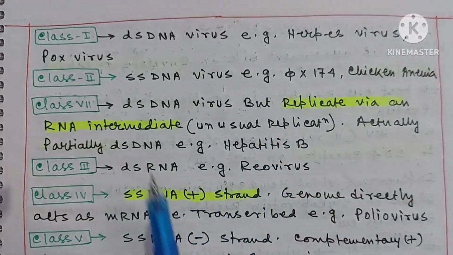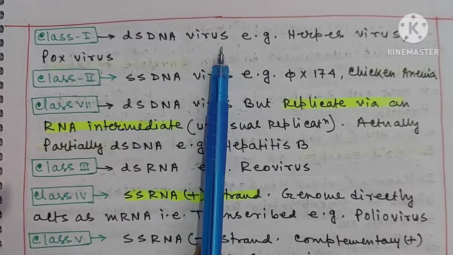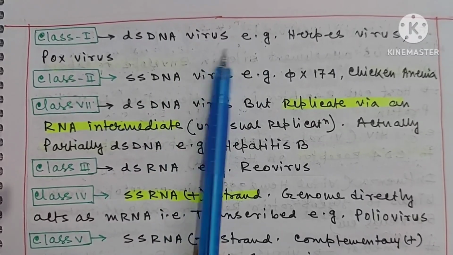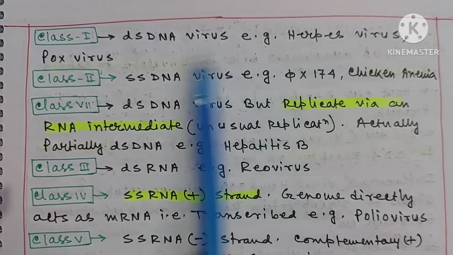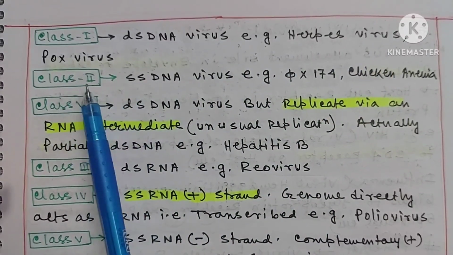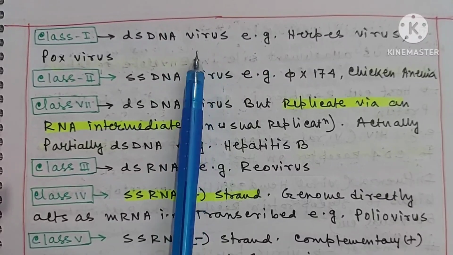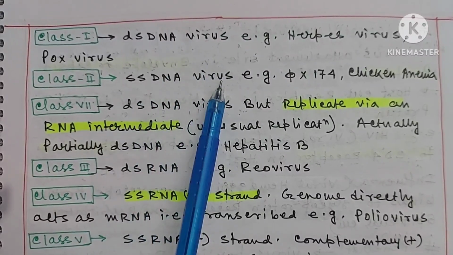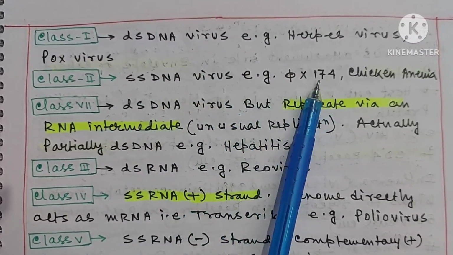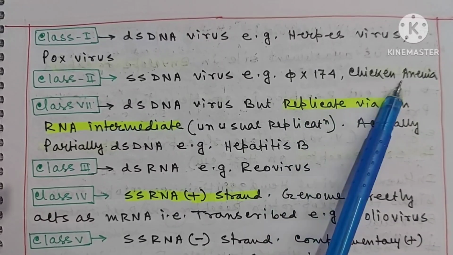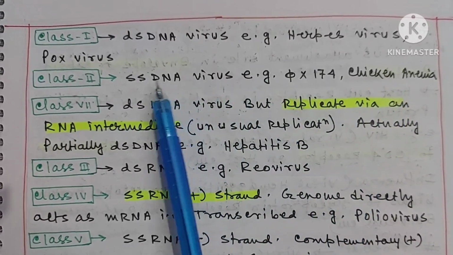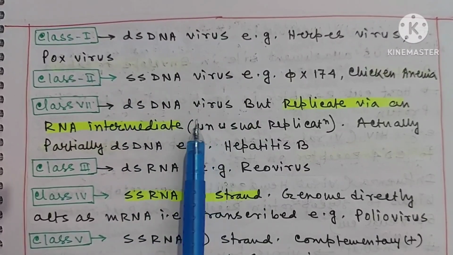Okay, so the class 1 viruses are double stranded DNA containing viruses. Examples of these class 1 viruses are herpes virus and the pox virus. And class 2 viruses are the single stranded DNA viruses. The phiX174 bacteriophage and the chicken anemia virus are grouped under class 2 viruses.